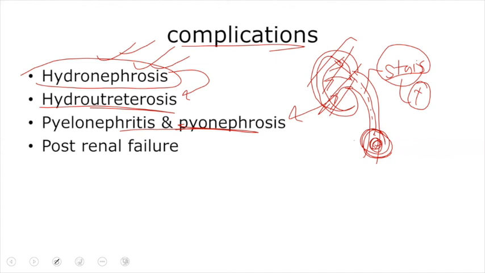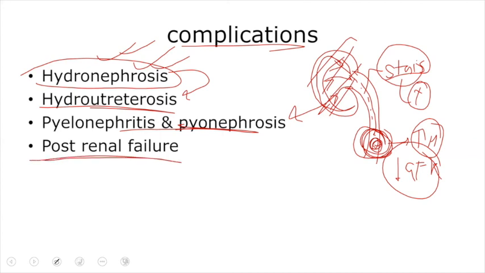And whenever there is an obstruction in the urinary tract, it will manifest with increased hydrostatic pressure within the tubules or within the Bowman space, and that will manifest with a decrease in the glomerular filtration rate, and that will manifest as post renal failure. So these are all the complications regarding the renal stone.